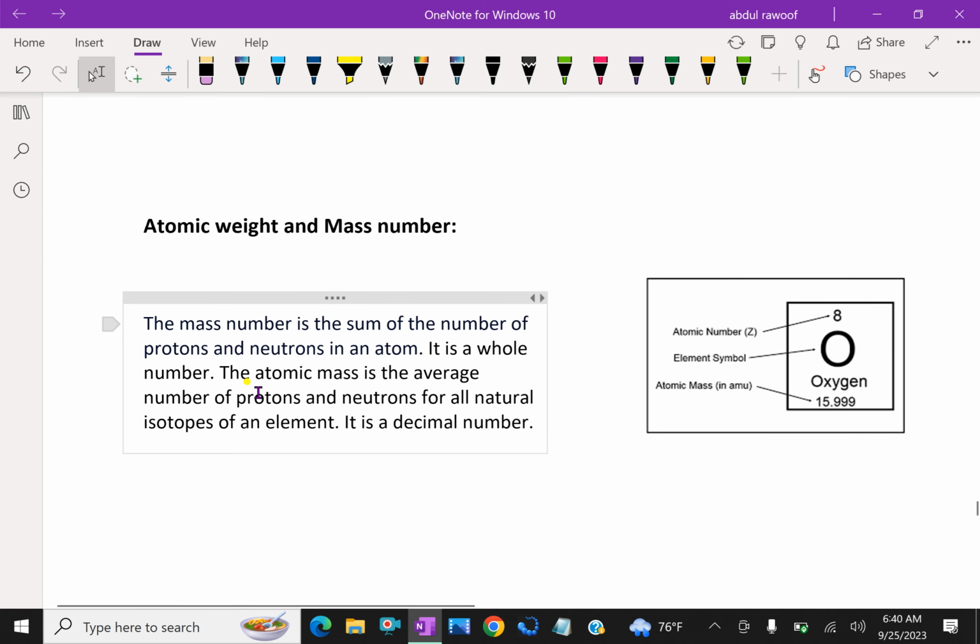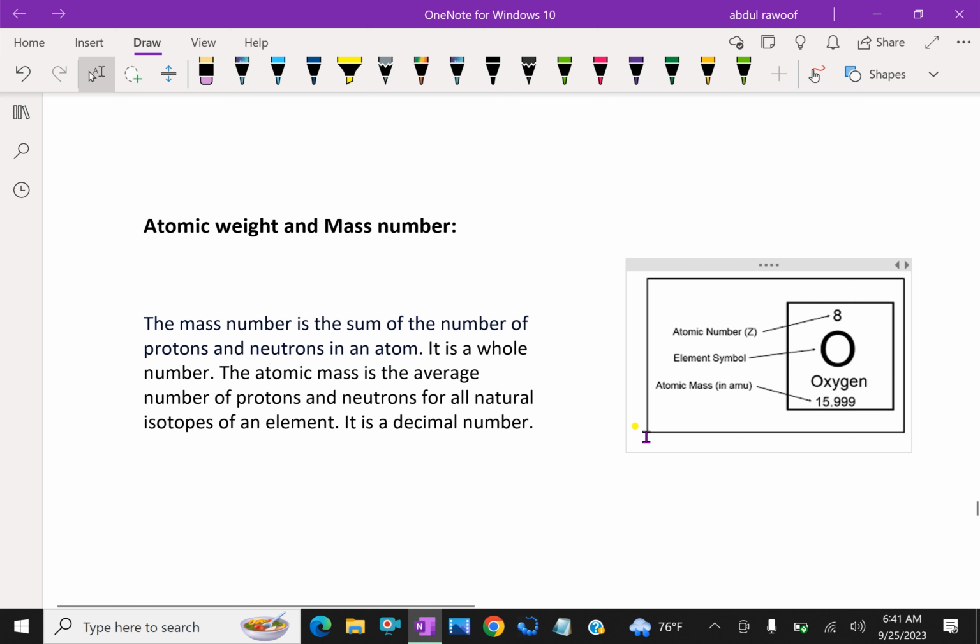Next is atomic weight or mass number. The mass number is the sum of the number of protons and neutrons in an atom. It is a whole number. The atomic mass is the average mass for all neutral isotopes of an element. It is not a whole number. Look here. Suppose oxygen has atomic number 8, that is Z is 8. The element symbol is O. Atomic mass is nearly 15.999. Approximately, we are using 16.